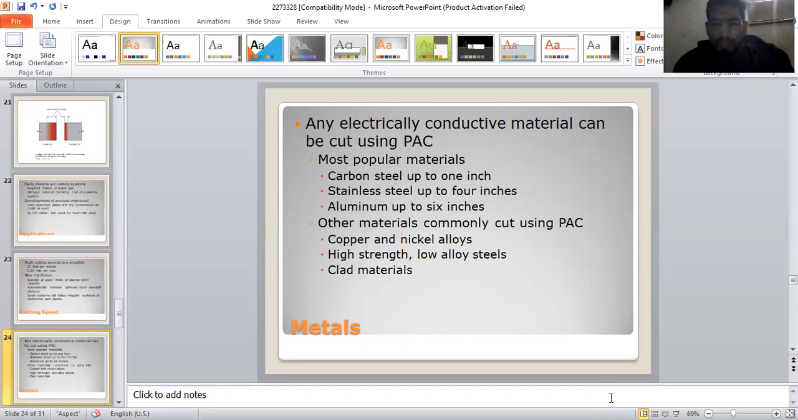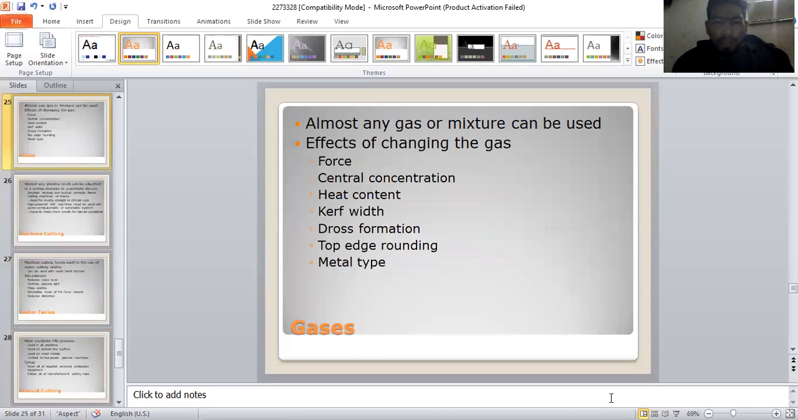Now, if we discuss where it is applicable, then the advantages come in. Plasma arc cutting is used for any material which is conductive. So it is very popular for carbon steel and stainless steel. You can also use it for aluminum setups. Other materials can also be cut, like copper, nickel, high strength low alloys, and flat materials, which are completely reliable.